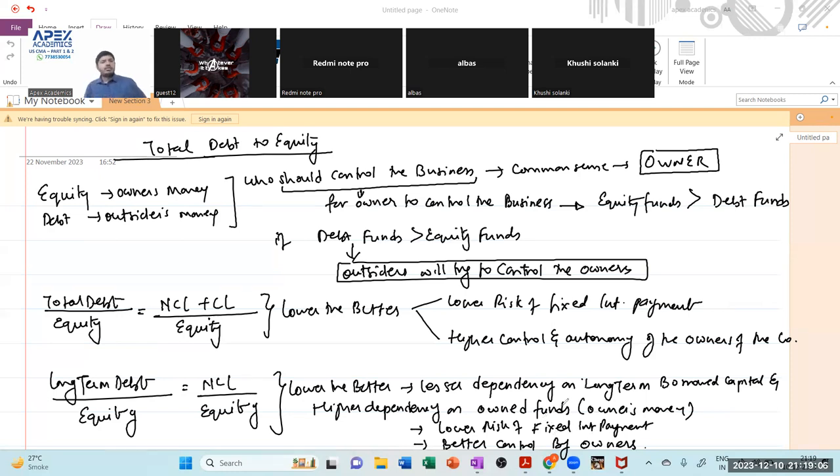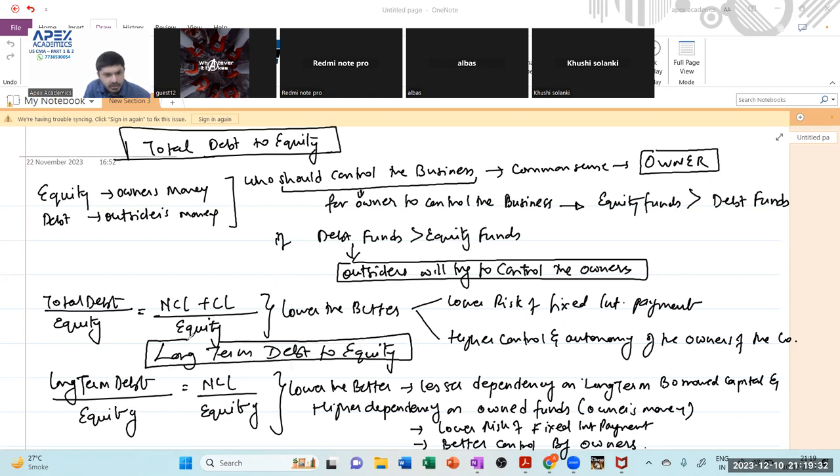My dear students, all of these aspects that you are saying are your qualitative inputs for writing essay questions, along with doing the tougher theoretical questions that will come in your MCQ. So here, there are two ratios that you have done: total debt to equity and long-term debt to equity. These are the two ratios that you have done in this particular slide.